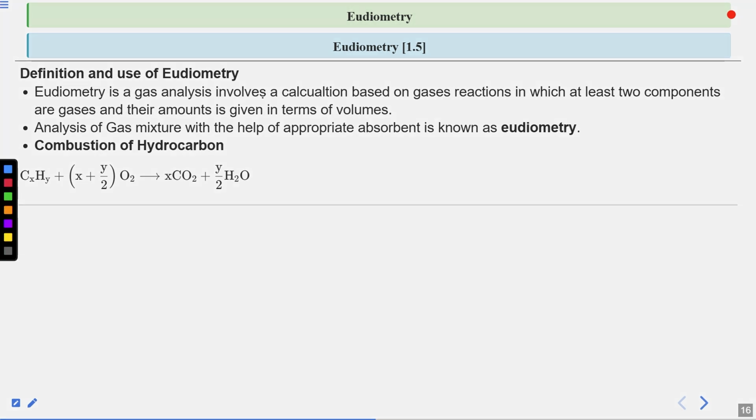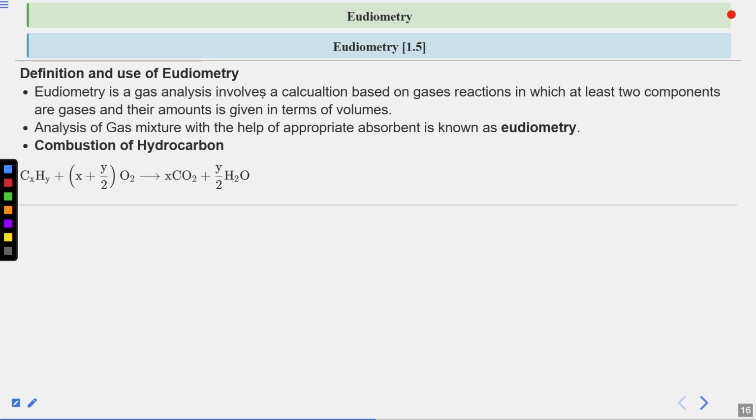So first of all, what is eudiometry? You must have seen a question multiple times like, this much hydrocarbon is burnt, and you have to calculate the molecular formula or the empirical formula for the given compound. So that is a process in which we use the combustion of the hydrocarbon to get the molecular formula of the given compound through gas analysis. Now this definition may look absurd to you, but when you get to the question, let us start.